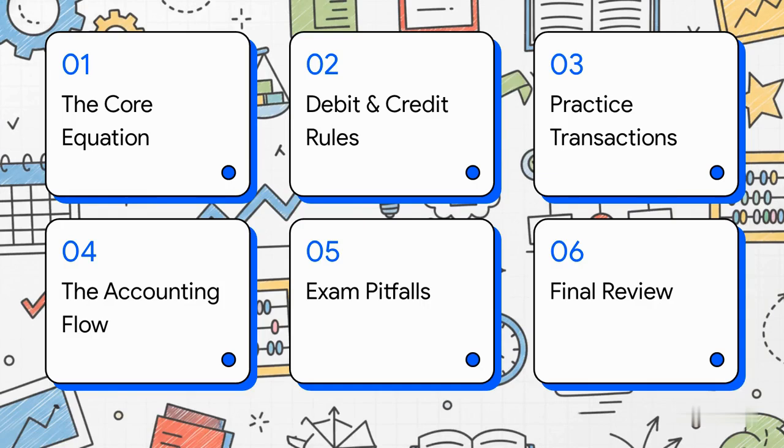We'll hit 1. The core accounting equation. 2. Debit and credit rules. 3. 5 practice transactions. 4. The accounting flow. 5. Exam pitfalls and strategy. And finally, 6. A final review checklist.